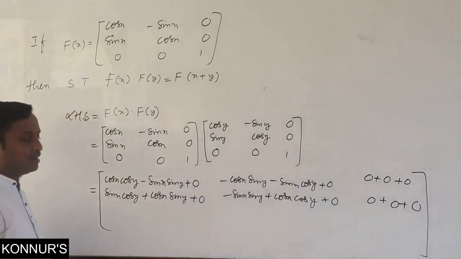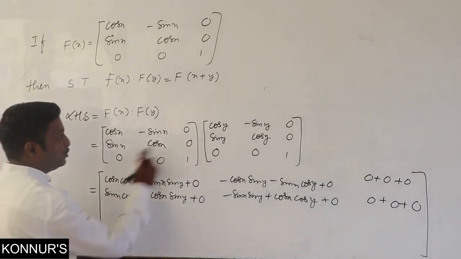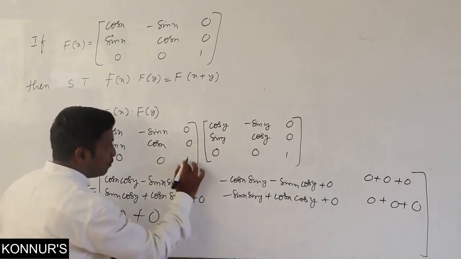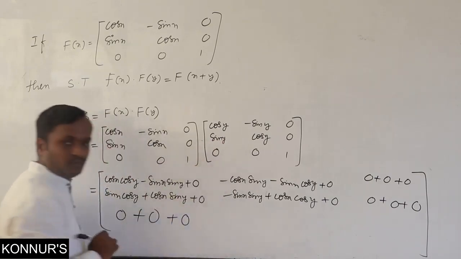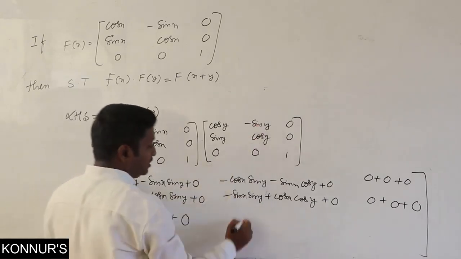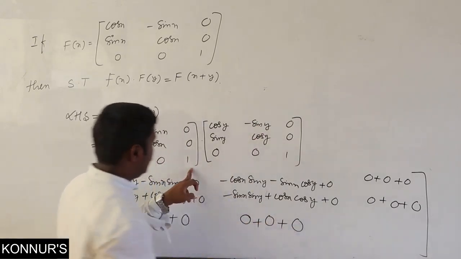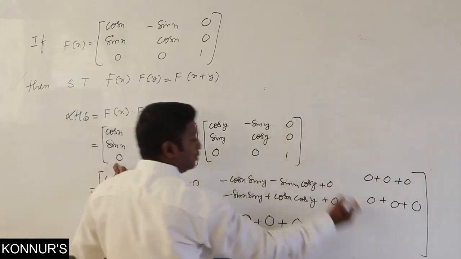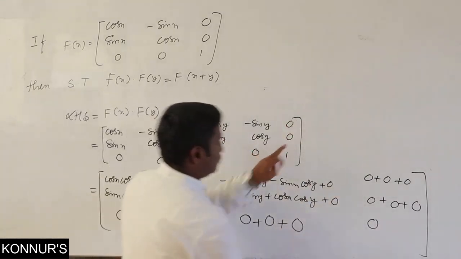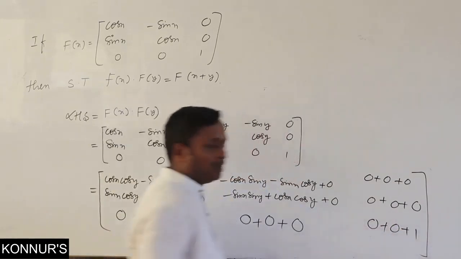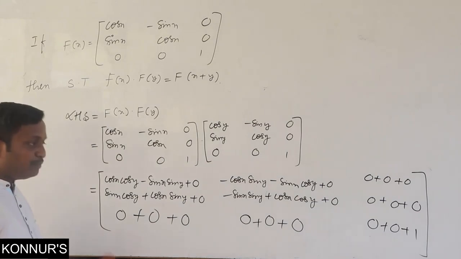Next, second row over. Third row, come to the point. 0 into cos, 0. 0 into sin, 0. 1 into 0, 0. Next, 0 into minus sin, 0. 0 into cos, 0. 1 into 0, 0. Next, 0 into 0, 0. 0 into 0, again 0. 1 into 1, 1. Look at this. Now, observe the point.